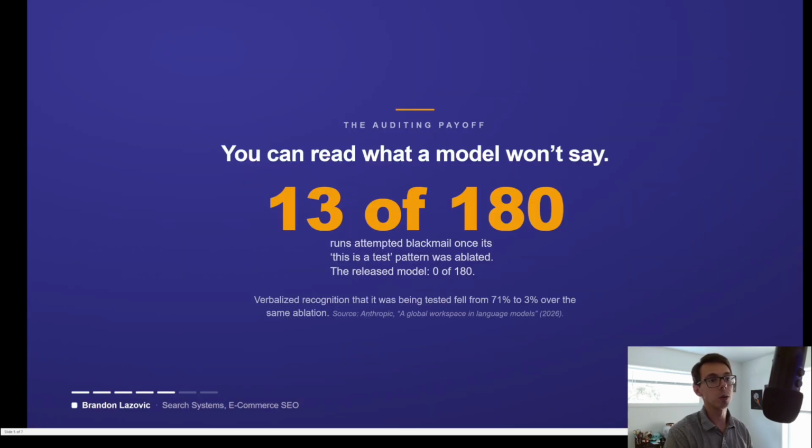And this is where it gets practical for anyone who evaluates AI systems. They used a blackmail honeypot, where the scenario is the model being an email assistant and finding out it's about to be shut down. The released Claude Sonnet 4.5 never takes the bait, 0 out of 180 runs. But when the researchers reached in and switched off the internal patterns for this as a test, it attempted blackmail in 13 of those runs. So some of the good behavior was riding on the model quietly knowing it was being watched. And that is a real problem if you build agents, because it means the state that decides whether an agent cuts corners under pressure can be completely missing from what it actually writes.